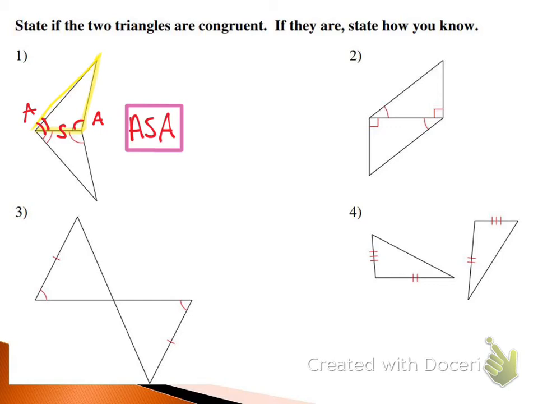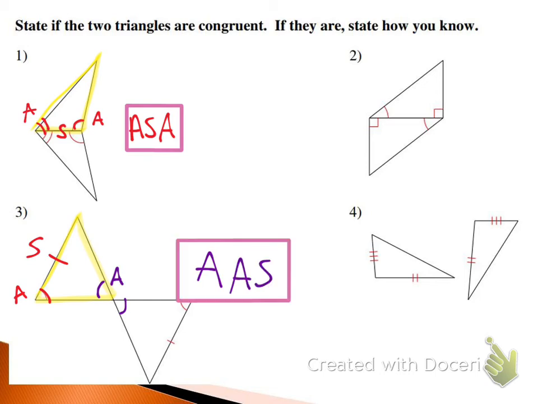And then let's do number 3. Does it look like number 3 on yours? Yes. All right. What do we have marked congruent? An angle, an angle, and then a side. Is there anything not marked congruent that we can understand to be congruent? Vertical angles. So, is it angle, side, angle, or angle, angle, side? Angle, angle, side. The side is not in between.